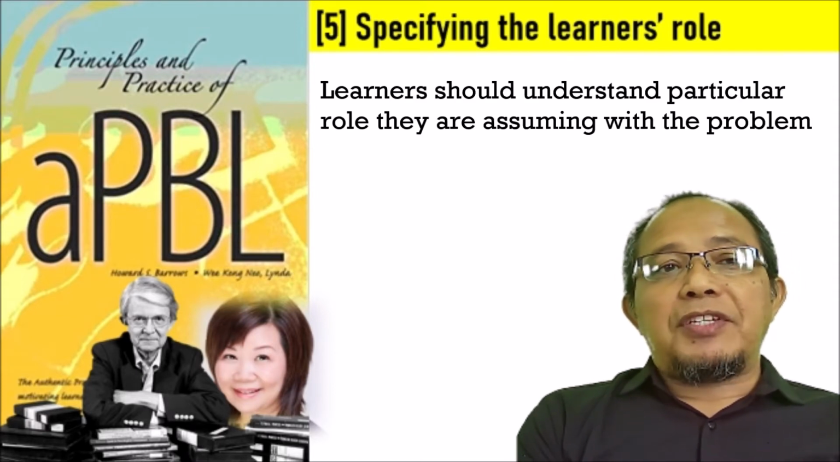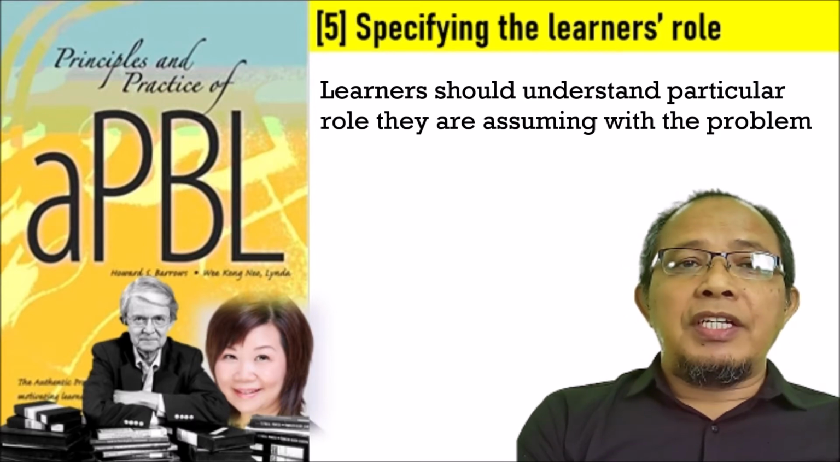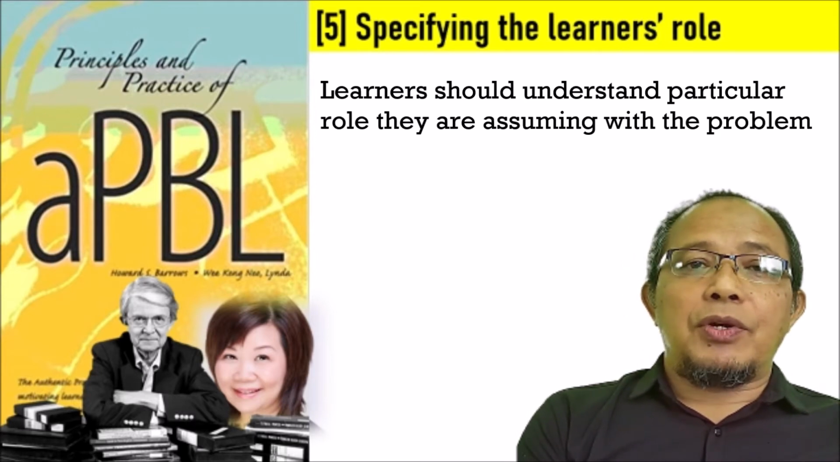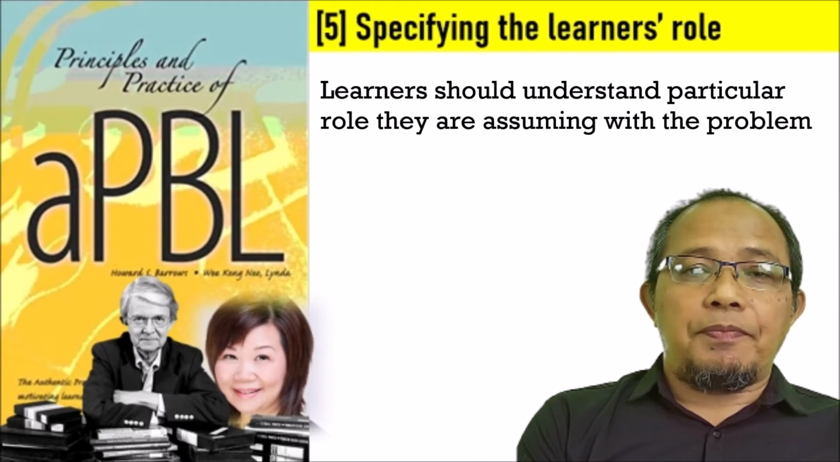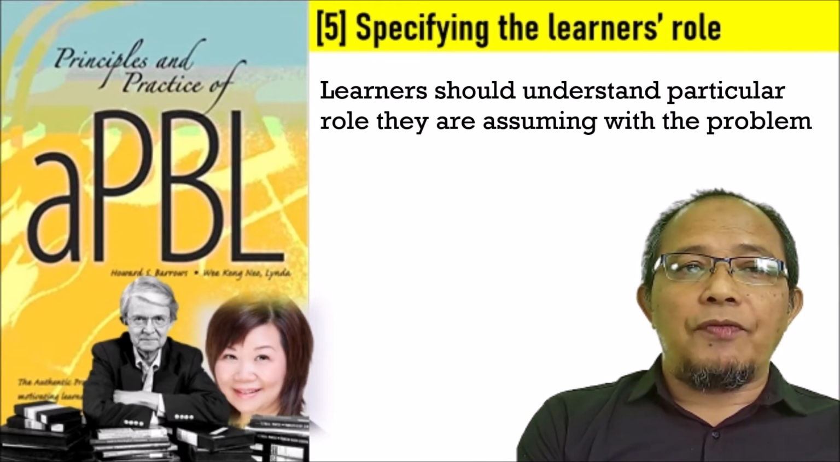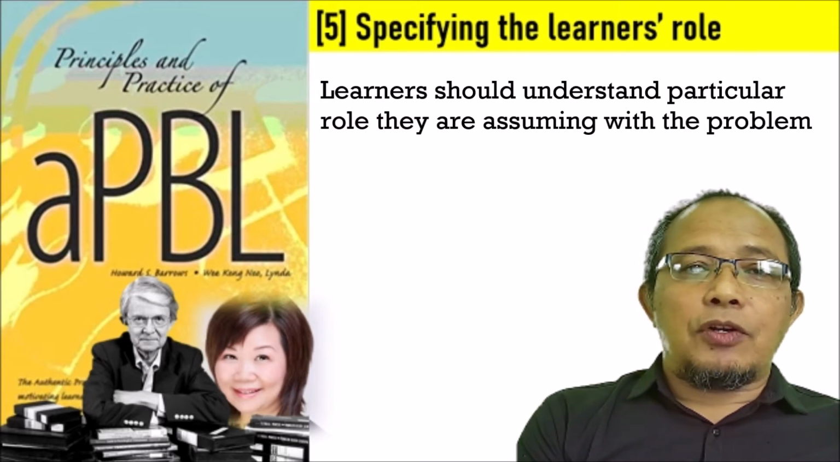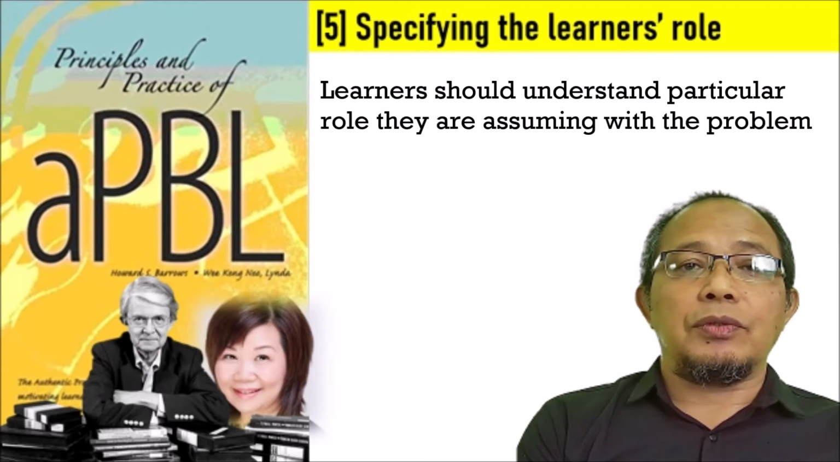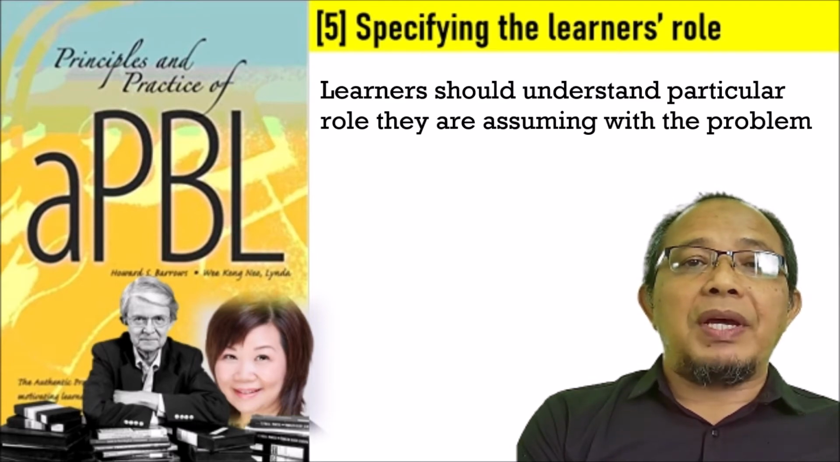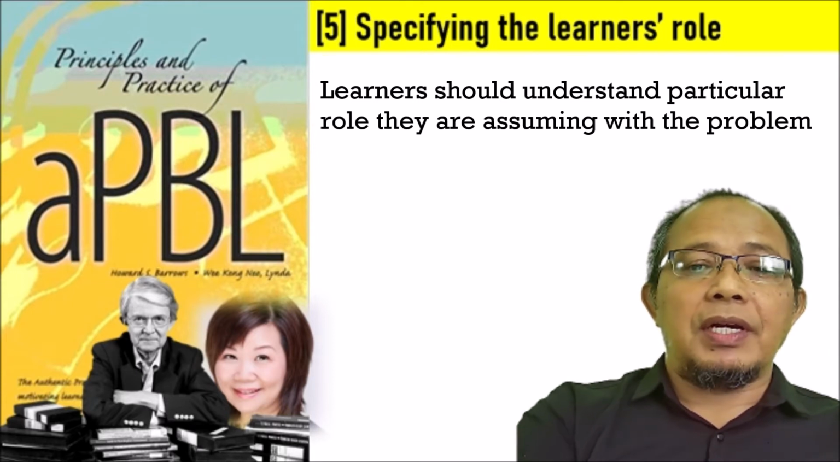5. Specifying the learner's role. The learners should understand the particular role that they are assuming with the problem. More than likely, the learner's role with a problem will be obvious, as it is one that occurs in the particular occupation or professional practice that they have chosen. If the role that they are to undertake with the problem is unfamiliar or unusual, they should be given background information for the role. This is to create a better contextual learning environment in PBL.